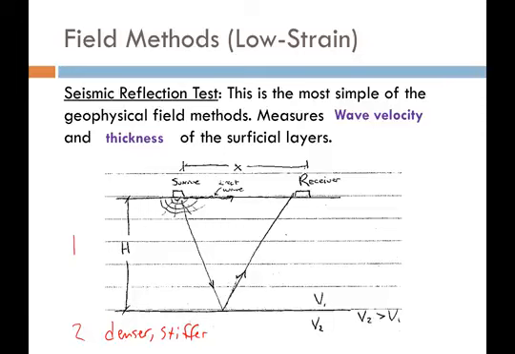So what this approach assumes then is that we're going to have our source. The source is going to put out its waves. The wave is going to travel down, and when it hits this denser, stiffer layer, there's going to be a reflection. And the reflection wave is going to bounce back and travel up, and we're going to have a receiver, and the receiver will eventually pick up the reflection of the wave. But in addition, we're also going to have a direct wave that's going to be sent out from our source, and the receiver is going to pick that wave up as well.